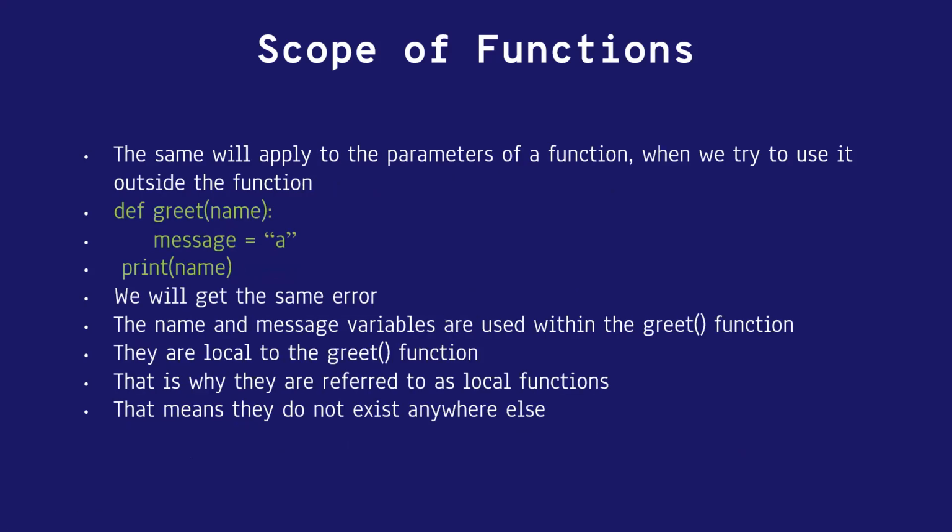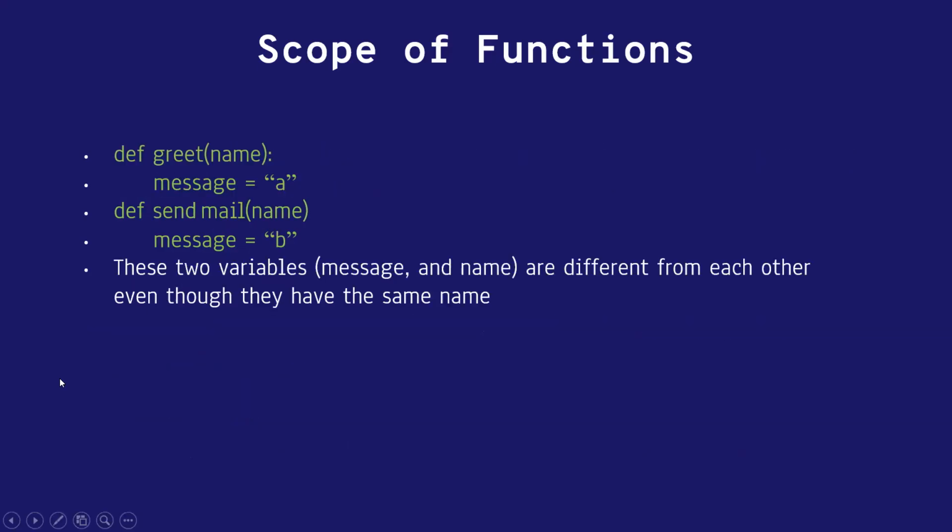The same will apply to the parameters of a function. When we try to use them outside the function, we'll get the same error. The name and message variables are used within the greet function. They are local to the greet function, and I want you to try this. That's why they are referred to as local variables. That means they do not exist anywhere else.